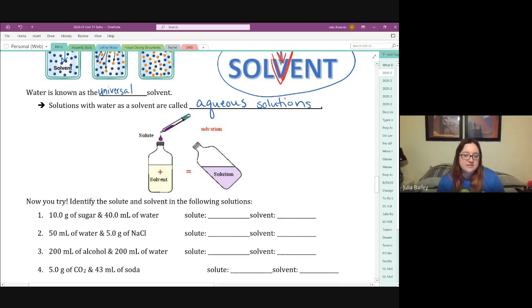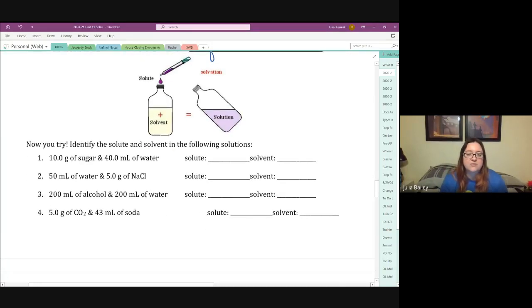So we can identify what is the solute and what is the solvent. If I have 10 grams of sugar and 40 milliliters of water, the solute is the sugar dissolving into the solvent, which is the water. Or 5 grams of salt into 50 milliliters of water. Again, the salt, NaCl, will be the solute. There's less of it going into much more water.